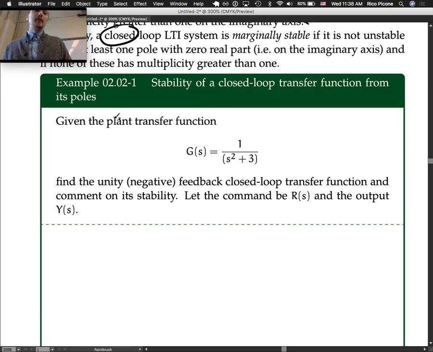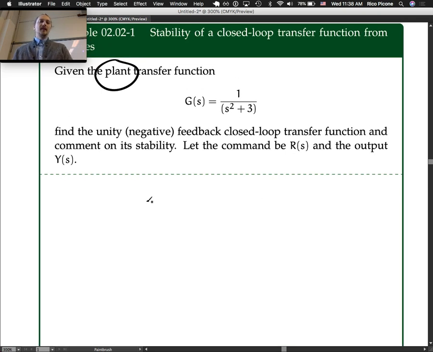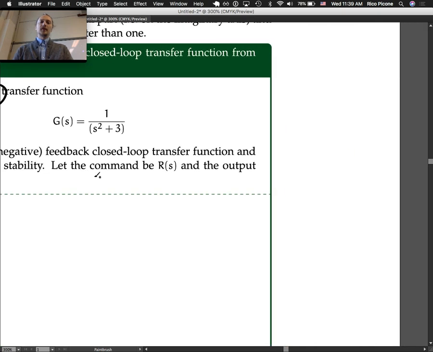So, stability of a closed loop transfer function from its poles. Given the plant transfer function, so this is not the closed loop transfer function, we have to find that. Find the unity negative feedback closed loop transfer function and comment on its stability. Let the command be R and the output Y. So this is our G. Remember that the plant shows up in the feedback loop. So let's draw this little feedback loop over here again.